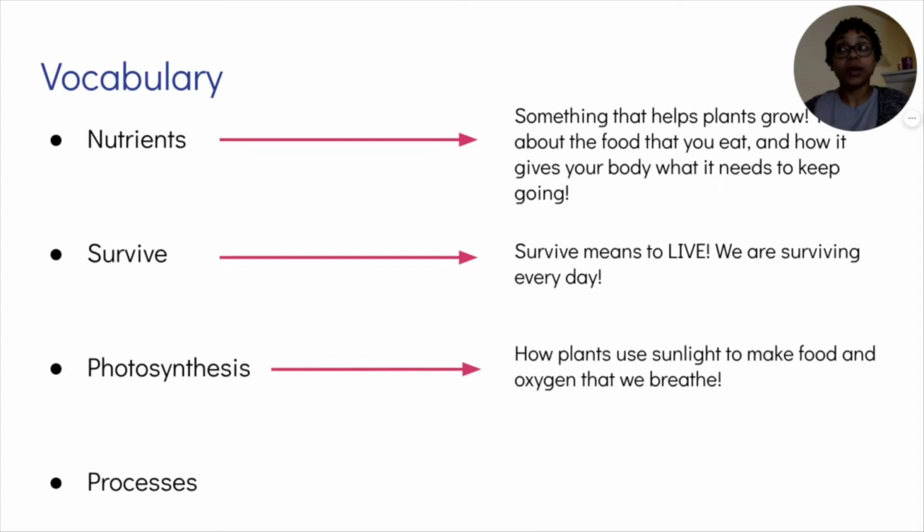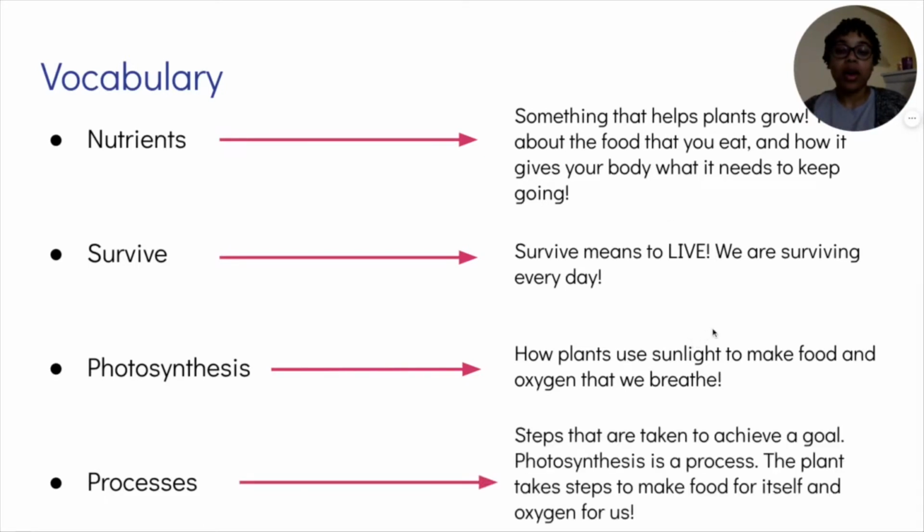Our next word is photosynthesis. Alright, that's a hard word, so I'm going to give you a second, and I want you to say it with me. Photosynthesis. How plants use sunlight to make food and oxygen that we breathe. Plants use sunlight to make food for themselves and oxygen that we as humans breathe. Our last word is processes. Processes are steps that are taken to achieve a goal. Photosynthesis is a process. The plant takes steps to make food for itself and oxygen for us.